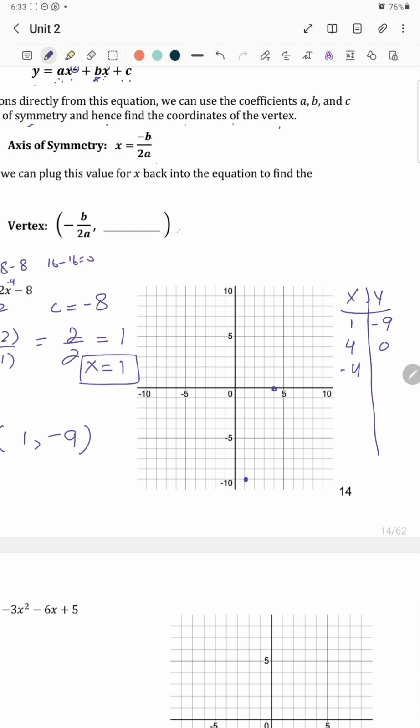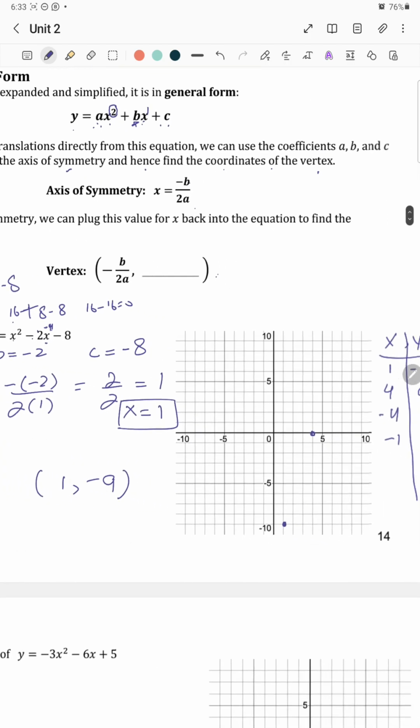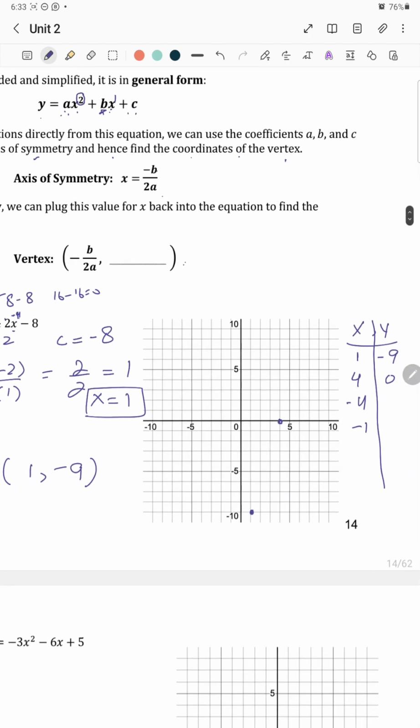Somewhere here. If it would be negative 1, negative 1 square is 1, negative 1 minus minus plus 2, minus 8, minus 5, negative 1 minus 5. So the graph is going to go like this.